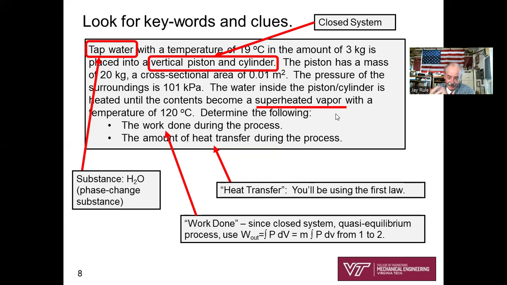Okay, and now it says determine the work done. For a closed system in a quasi-equilibrium process, it should pop into your mind that the work is the integral of P dV, or m times the integral of P dv, those are identical, from 1 to 2. Work done: I hope you say, boom, I've got that, I think I can get right to that. And then the amount of heat transfer during the process, keyword heat transfer, that's a clue that you're going to be using the first law of thermodynamics. All right, so let's start solving.